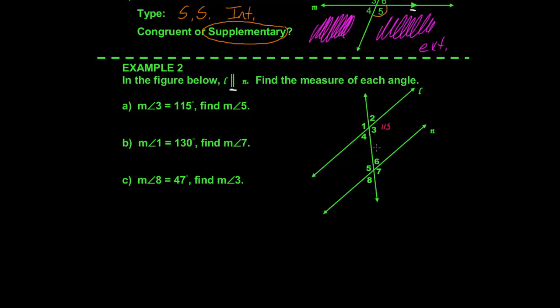If you look, we've got our interior here. These are alternate interior. Go back to our first page, find alternate interior, the very last one, when we traced angle 3 compared to 6. Alternate interiors, we know they're congruent. So in this instance, that means the measure of angle 5 is also 115 degrees. Don't forget your degrees.